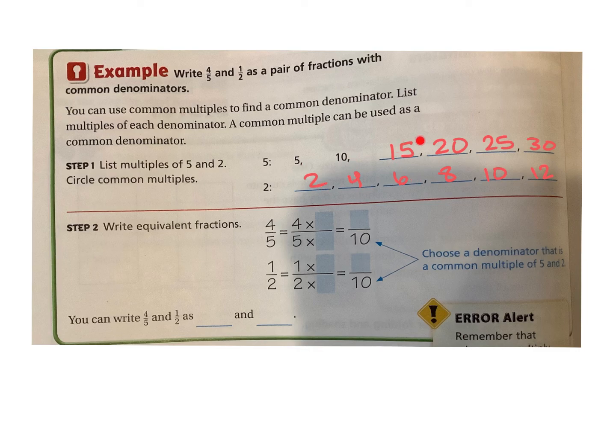If I look through, I don't see a 6 here. I don't see an 8 over here. 10 is the first one I see that matches. So 10 is going to be my lowest common multiple, or also my lowest common denominator. So my goal, now that I know where they're going to match, is to change the denominator on both of those fractions to a 10.